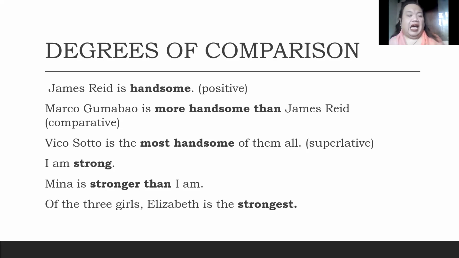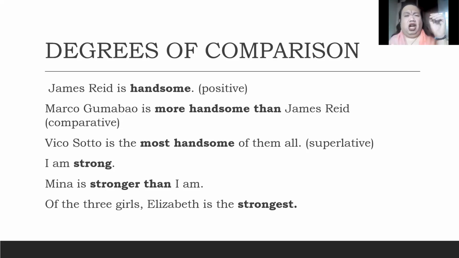Then Marco Gumabo is more handsome than James Reed. Now we're comparing two persons, Marco Gumabo and James Reed, because of the presence of the word more. More suggests comparison. And of course, every time that we compare, we have to use the word than. And the third sentence, Vico is the most handsome of them all. We're using most because of all the people mentioned, Vico by far is the most handsome.